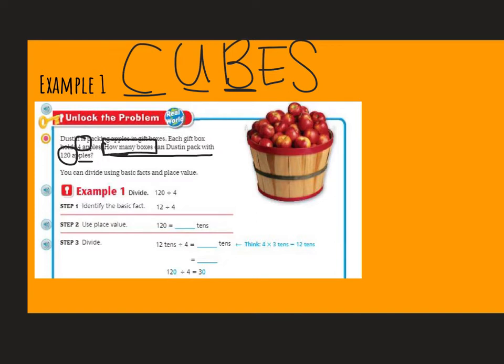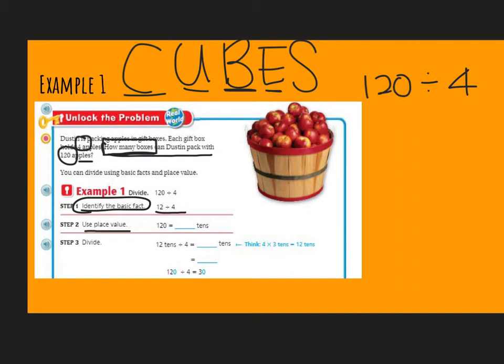I know that I will need to find how many boxes, and I'm going to start evaluating my problem. I know by reading the question that this is my division problem, so I will go on and write 120 divided by 4. Boys and girls, when we are working with division, and especially the larger numbers, the first thing I want you to do is to identify the basic facts. In this problem, 120 divided by 4, I know that my 12 and 4 are my basic facts.